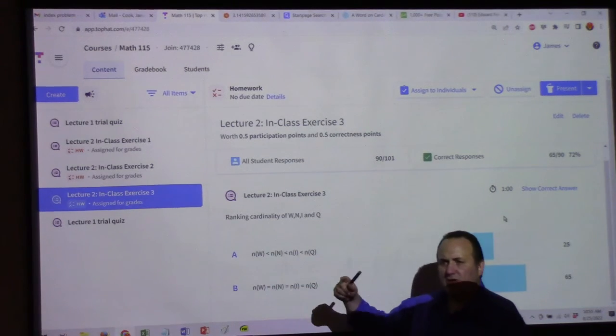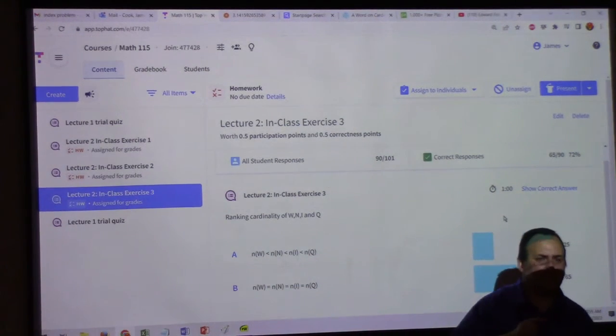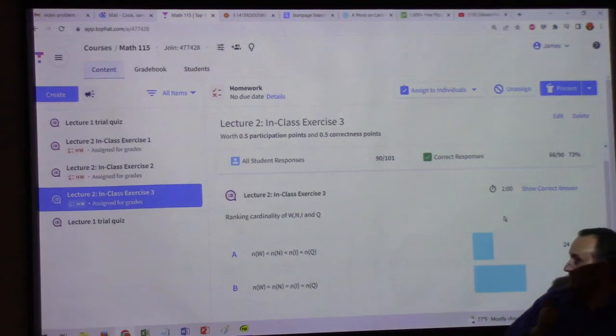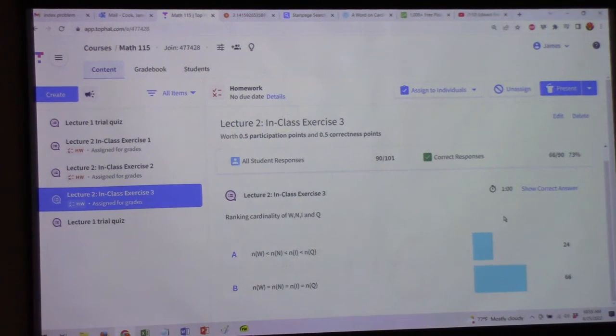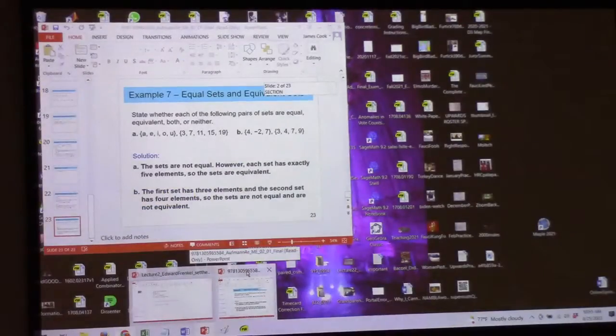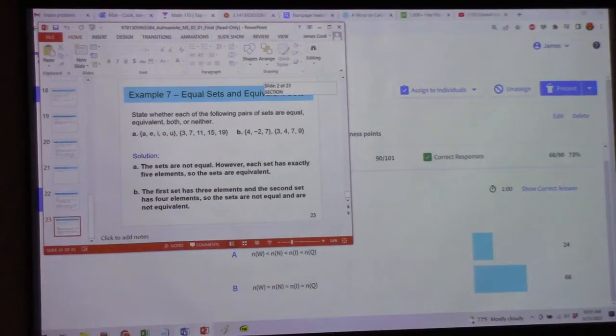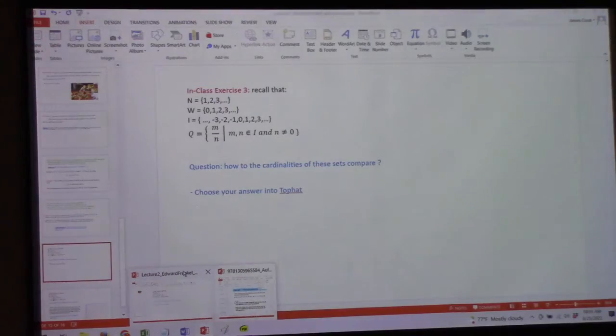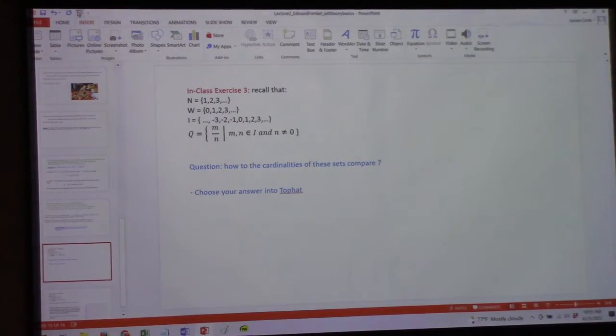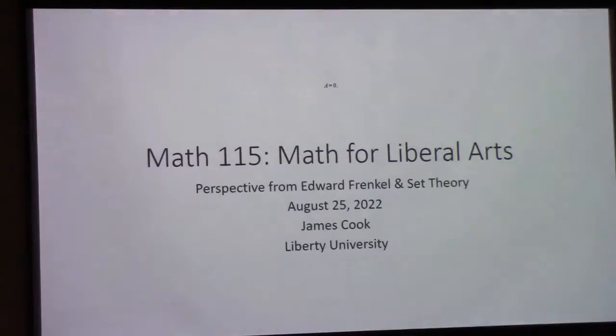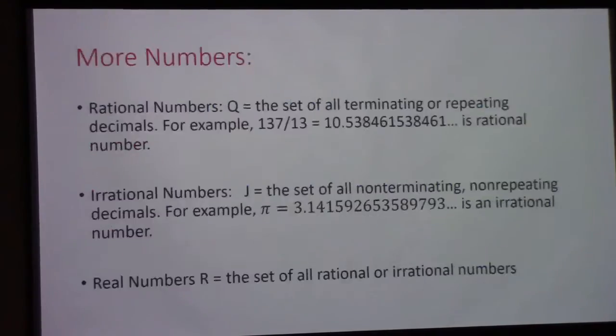How can you make a one-to-one correspondence between counting numbers and fractions? Yeah? Second here. So let me show you.